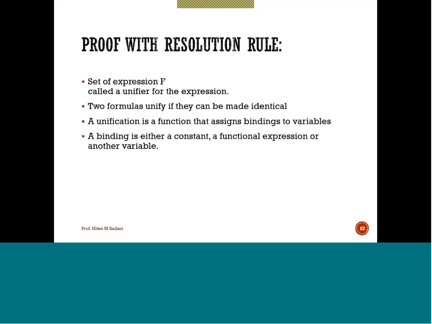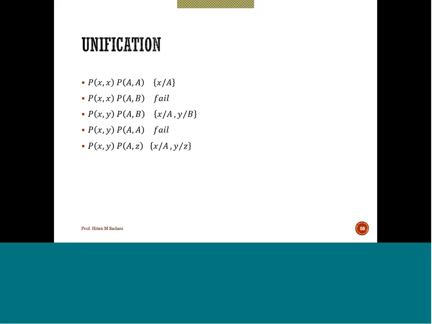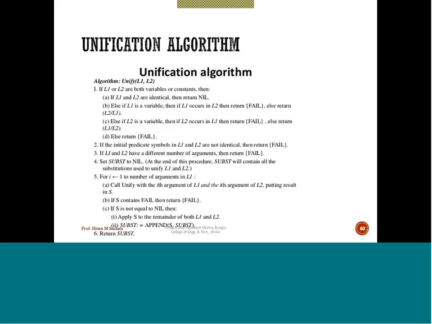This is the thing that we have already discussed. Unification: what is unification? Any substitution that makes two or more expressions equal is called a unifier for the expressions, like x and peanuts. Likewise, you can see all these things already discussed, and this is one example. You can write x oblique peanuts, and you can write peanuts oblique x. So don't worry about that in the exam. And this is the algorithm for how you can implement it. This is not part of the syllabus, it's just for your information.